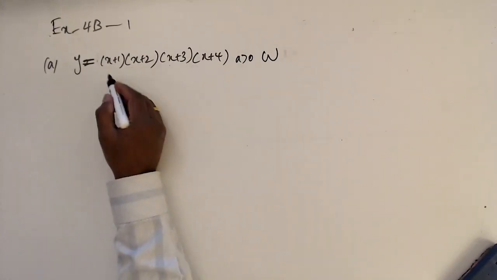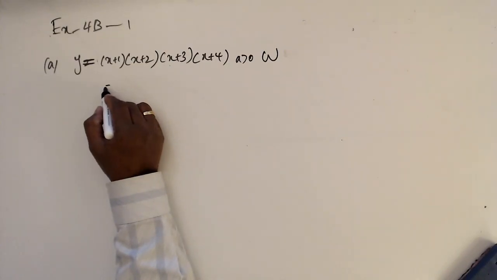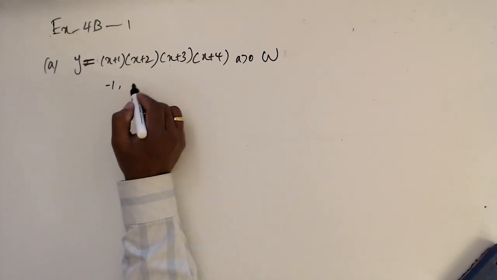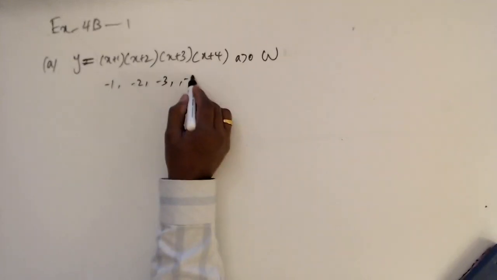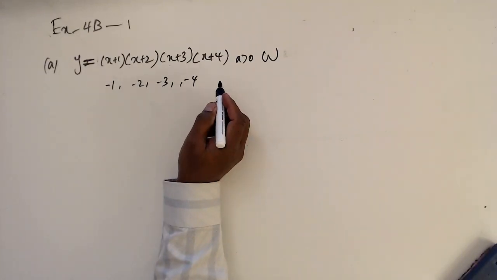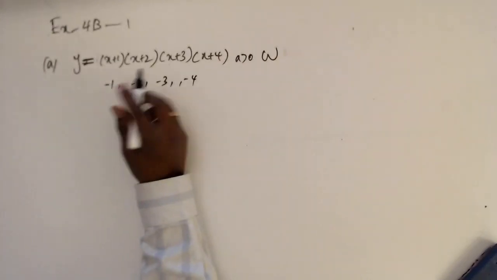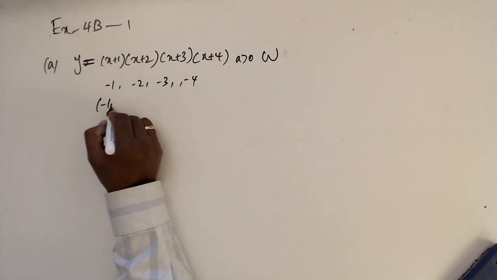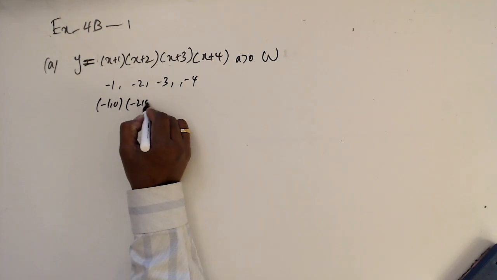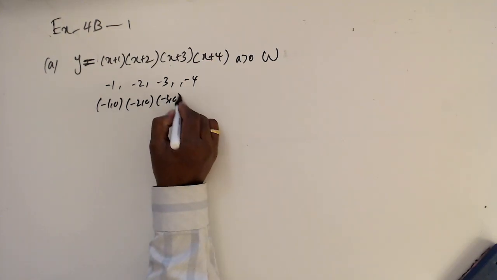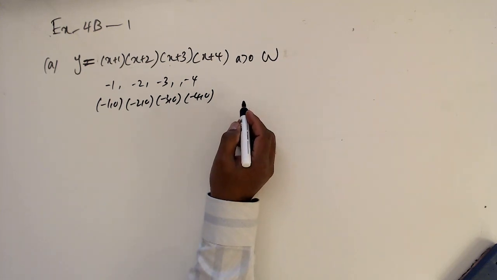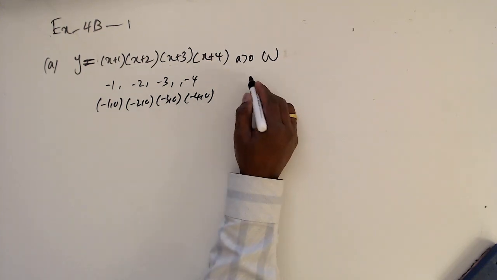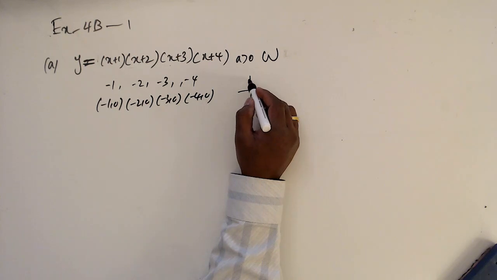So I'm expecting this kind of graph, a W graph. Then the roots are, I know, -1, -2, from here -3, and -4. So the coordinates of the roots are -1 0, -2 0, -3 0. Then we usually check where this graph cuts the y-axis.